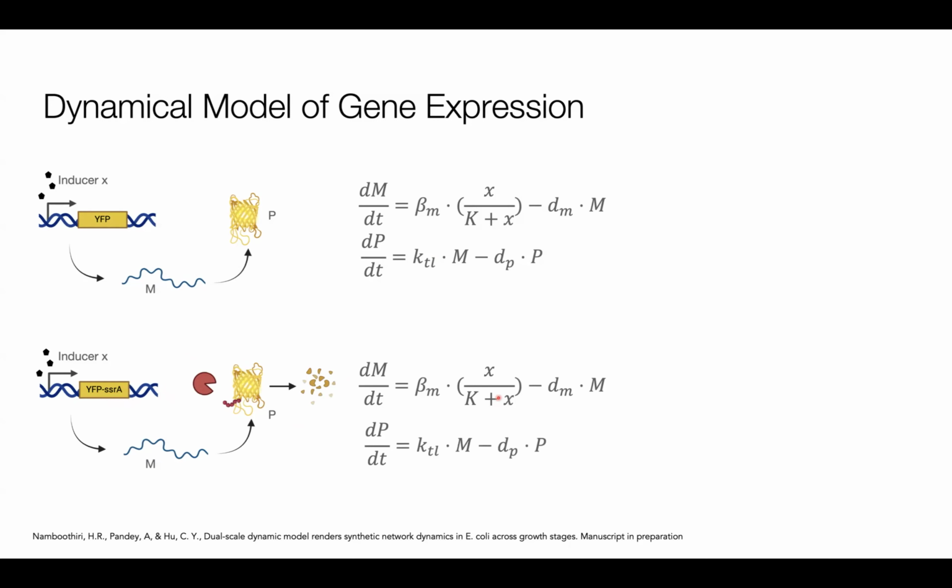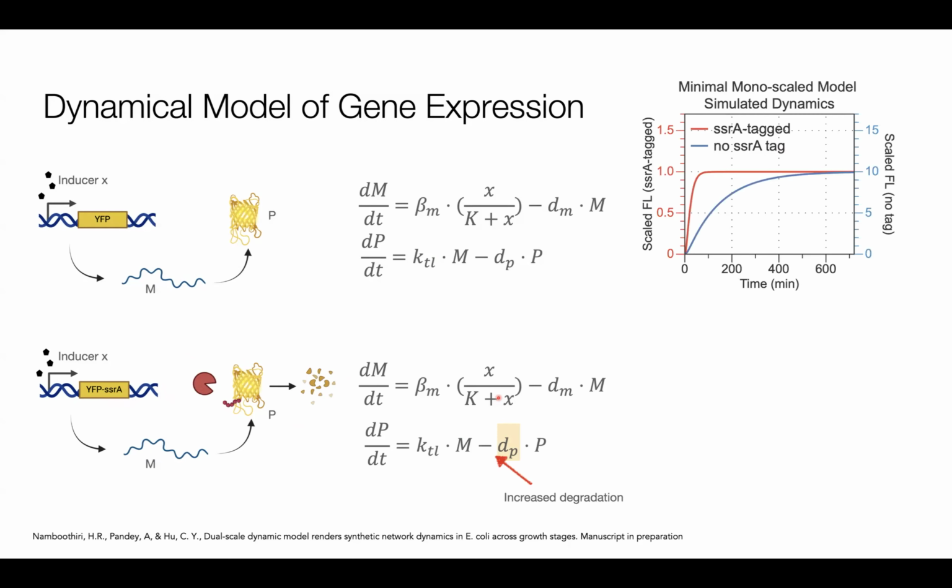The intrinsic protease would attack it, so it will have an enhanced degradation rate. It's exactly the same two equations. It's just that this dP will get increased. So you have an increased degradation, and if you simulate these two systems, you get something that looks like this. If you don't have the SsrA tag, the system will reach steady state a lot slower than the system with the SsrA tag. And this is expected.